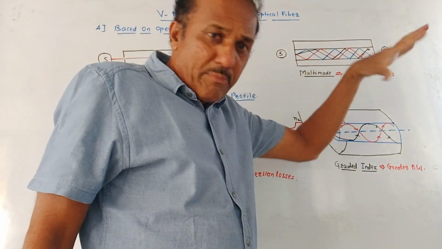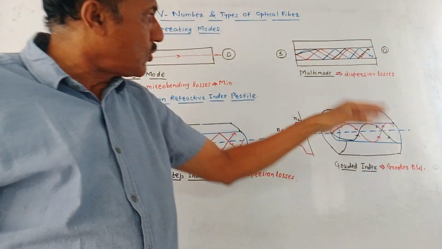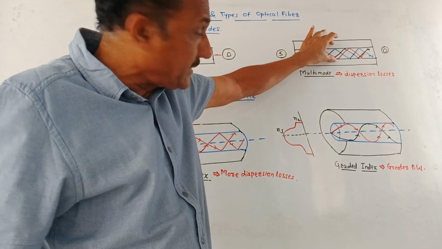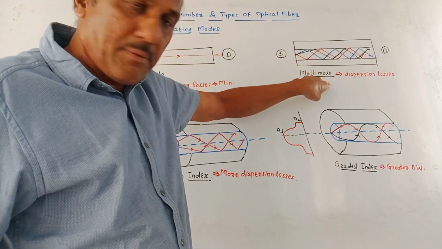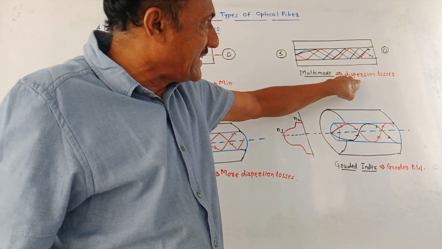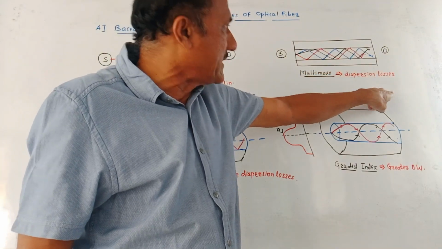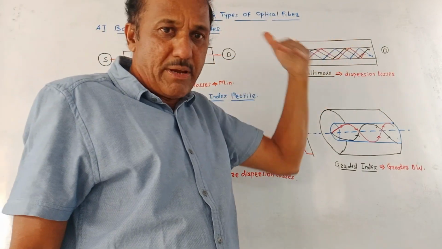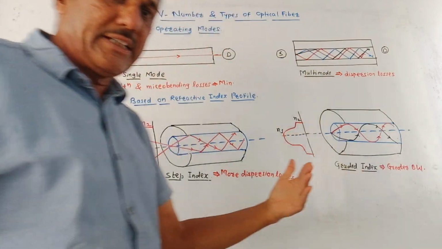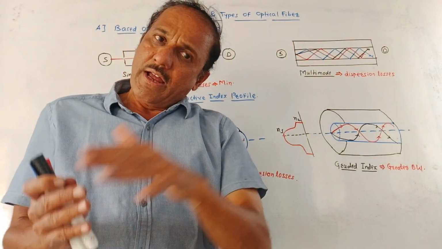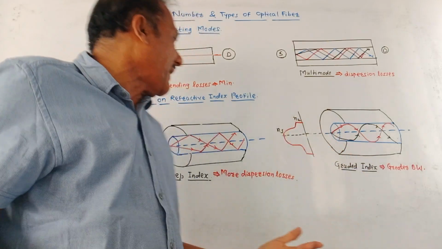If multiple modes, multiple wavelengths are transmitting through the optical cable at the same time, then it is called multimode fiber optic cable. In this case, there will be more dispersion losses because many wavelengths, many modes are transmitting simultaneously and they will not appear at the output at the same time.